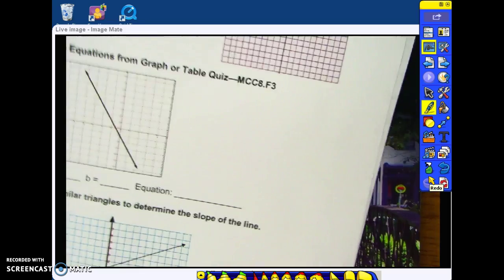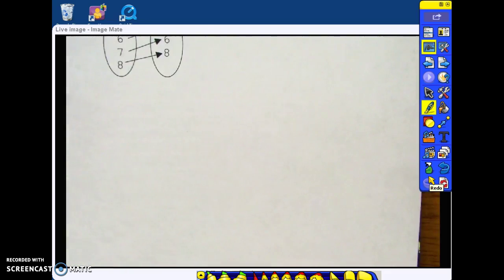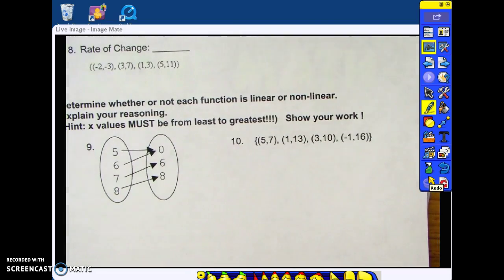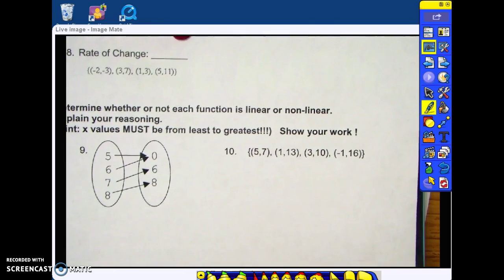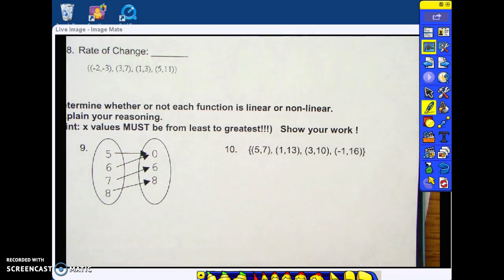Number 8. Rate of change is just my slope. So I pick a y and subtract another y. Pick the x that went with the first y. Subtract my next x. We have to do the inverse operation. 7 plus 3 is 10. 3 plus 2 is 5. 10 divided by 5 is 2.